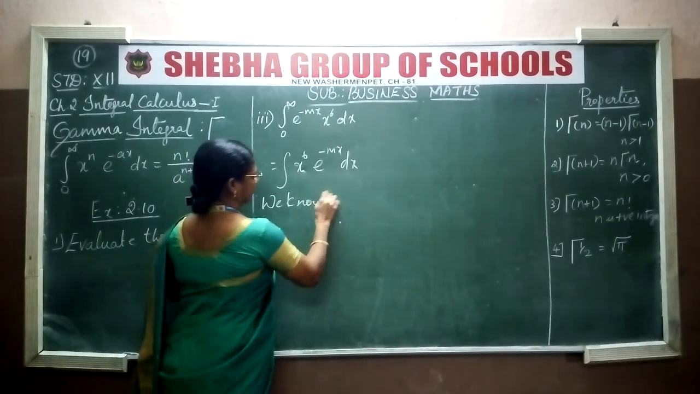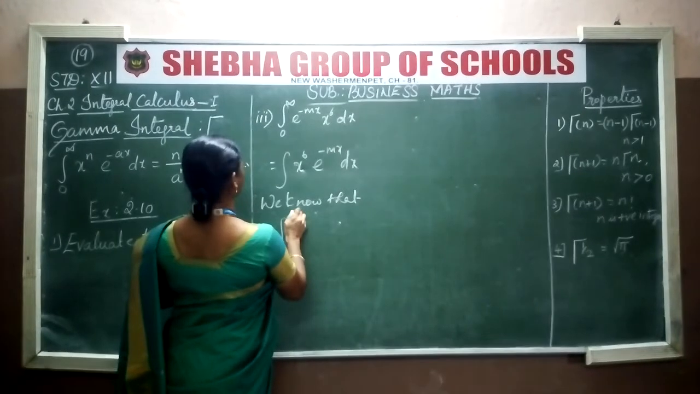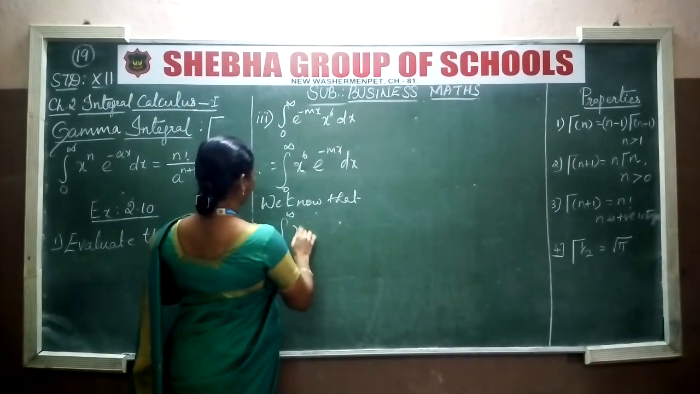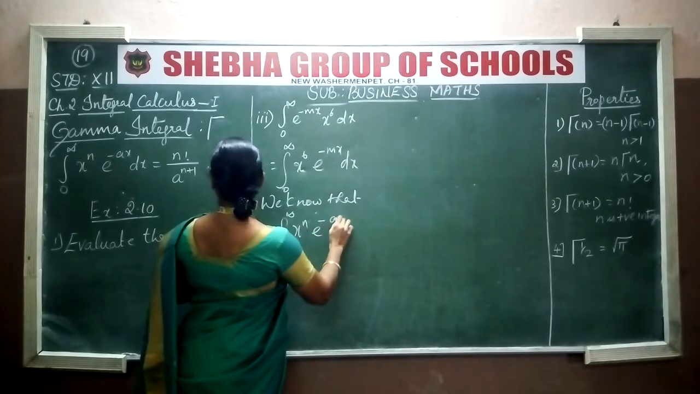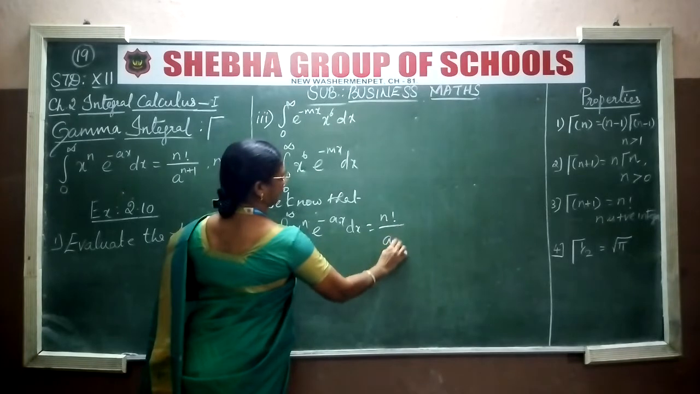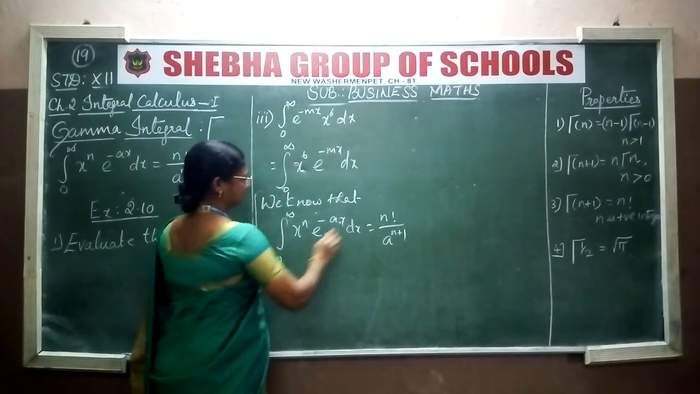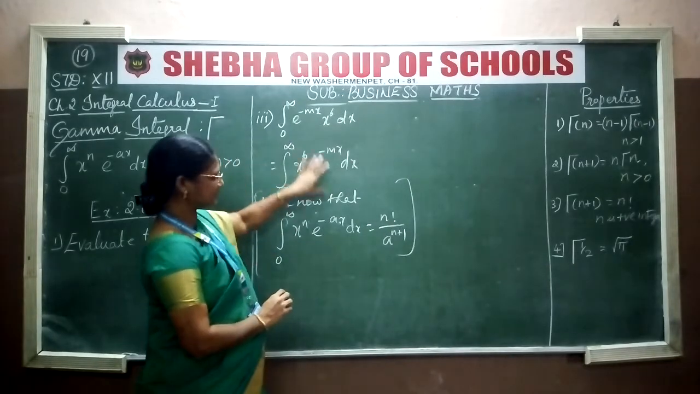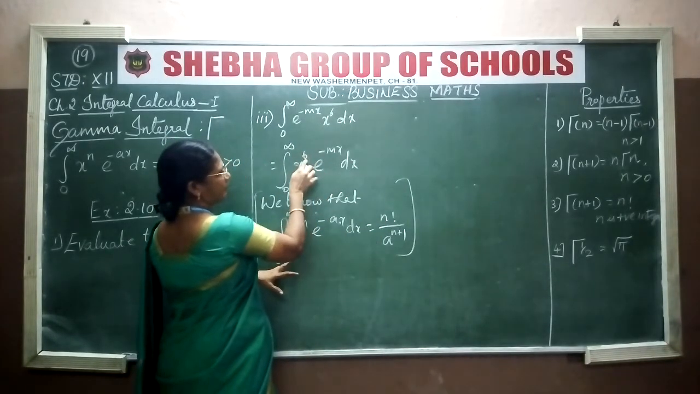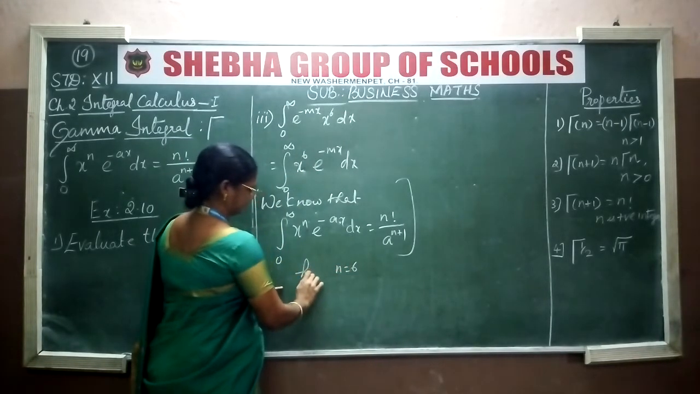We know that, first write the formula: integral 0 to infinity x power n e power minus ax dx equals n factorial by a power n plus 1. Comparing this with this formula, we get what is n. n is the power of x, that is n is equal to 6.